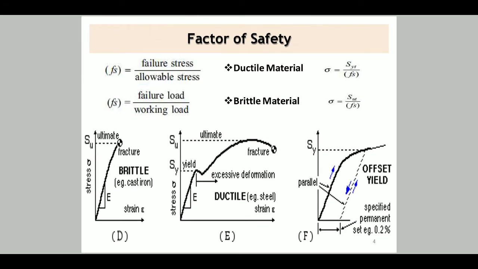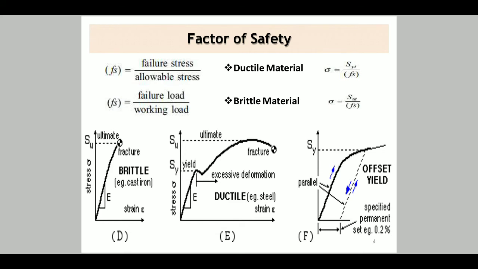While designing, we need to consider the term factor of safety. We will see what factor of safety is. Basically, factor of safety is the ratio of failure stress to the allowable stress. In other words, we can also define it as the ratio of failure load to the working load.